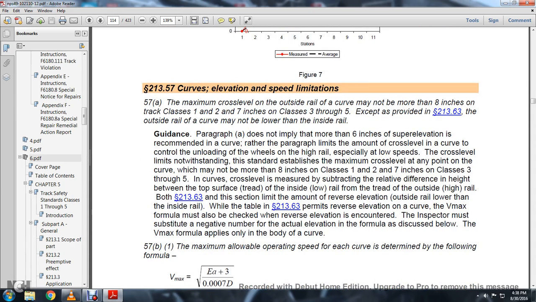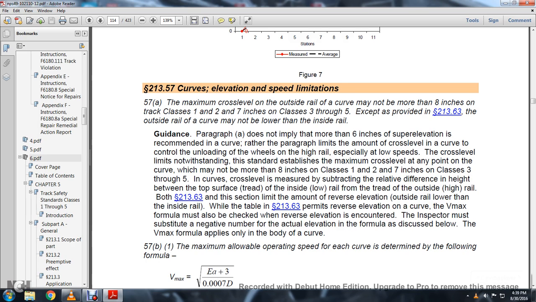Section 213.57, curvature, elevation, and speed limitation. Paragraph (a): The maximum crosslevel on the outside rail of a curve may not be more than 8 inches on track classes 1 and 2, and 7 inches on classes 3 through 5. Except as provided in section 213.63, the outside rail of a curve may not be lower than the inside rail. Guidance: this paragraph does not apply more than 6 inches to provide the elevation recommended for the curve.